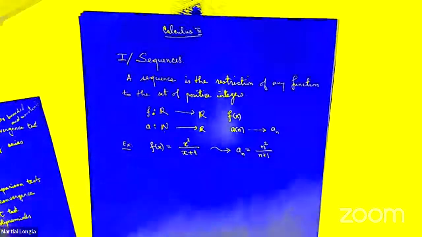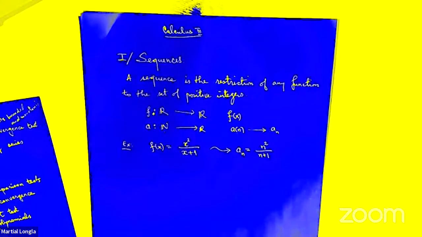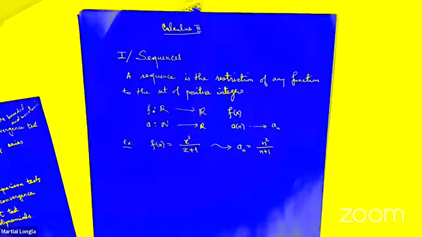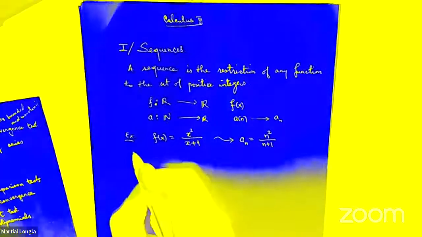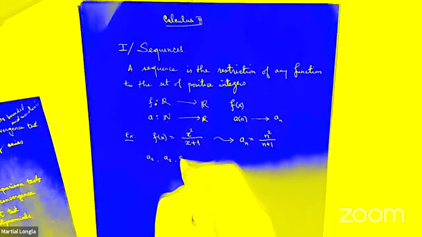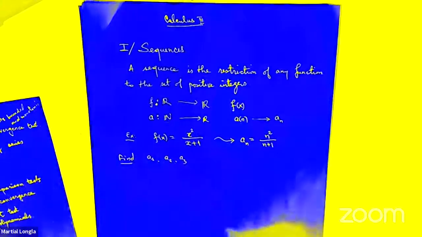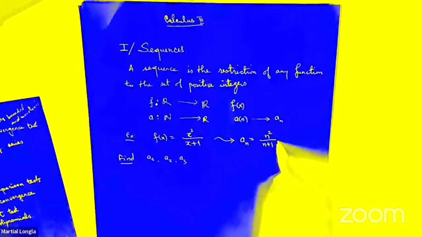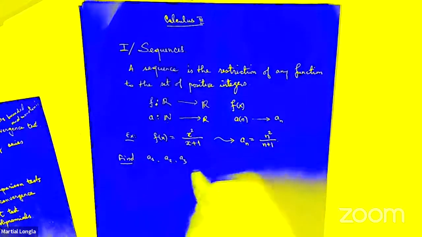Okay, so the sign tells you that it's already there. All right, so for this example, if you want to find the values of A1, A2, and A3, that would just mean plug in 1, then plug in 2, then plug in 3.